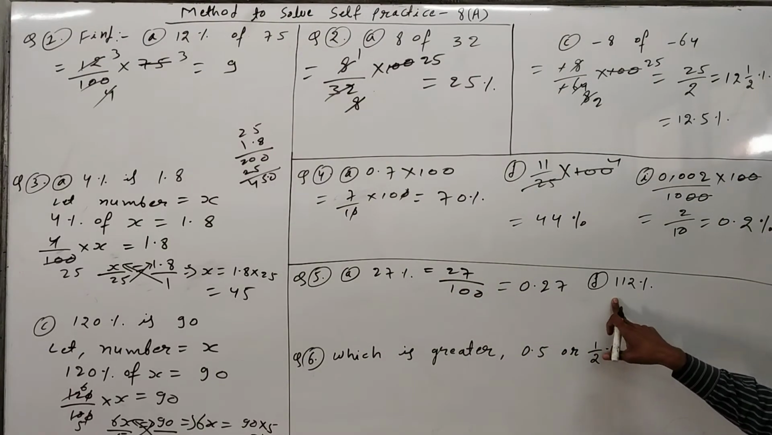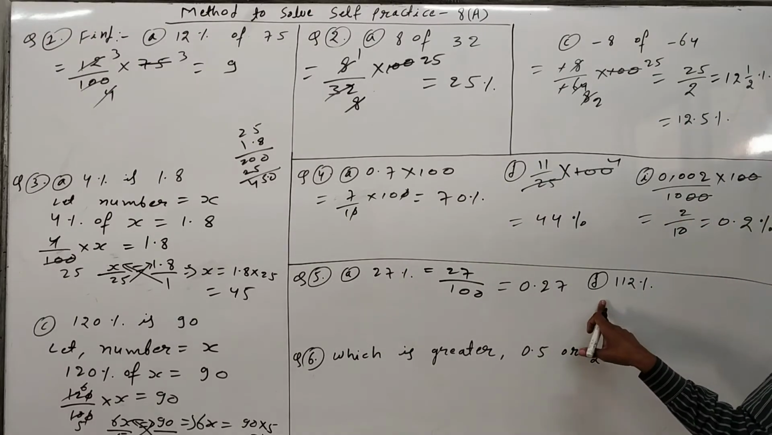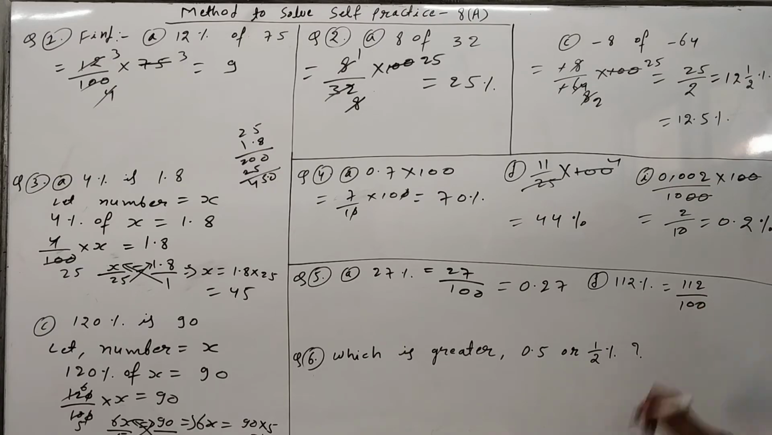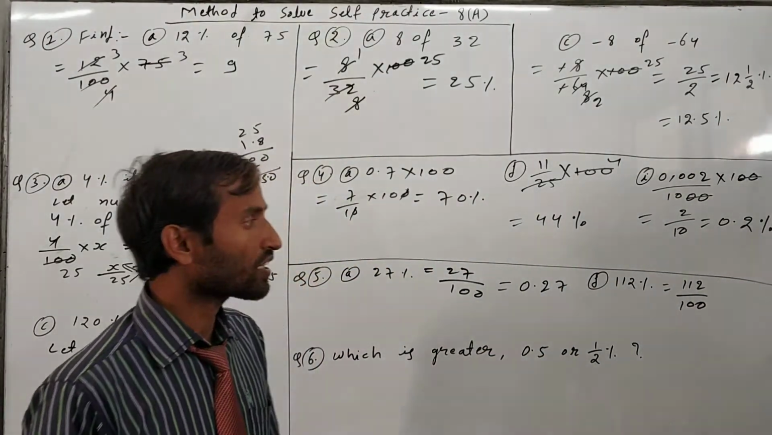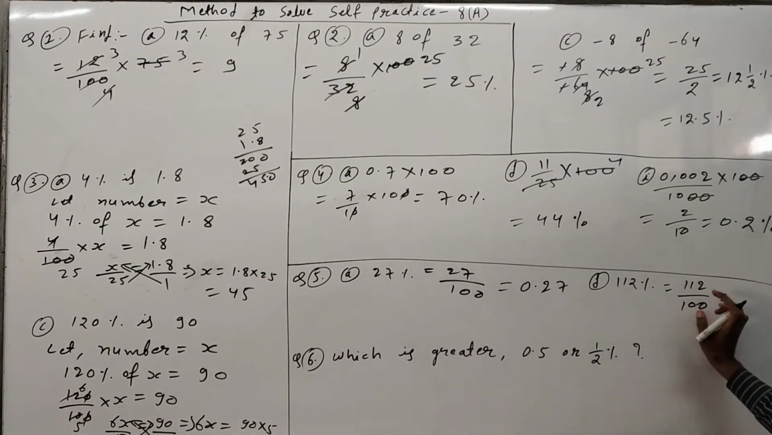Now in the remaining part, whatever I have left, just try yourself. In the D part, now we will do 112 upon 100. We have to remove the percentage. Then it is a fraction, and now we have to convert into decimal. After 2 digits the decimal will come, means 1.12. This is the decimal number.